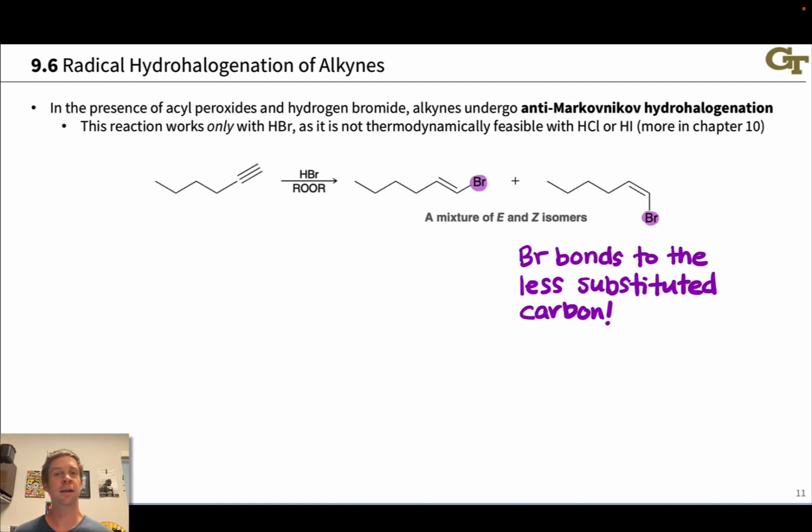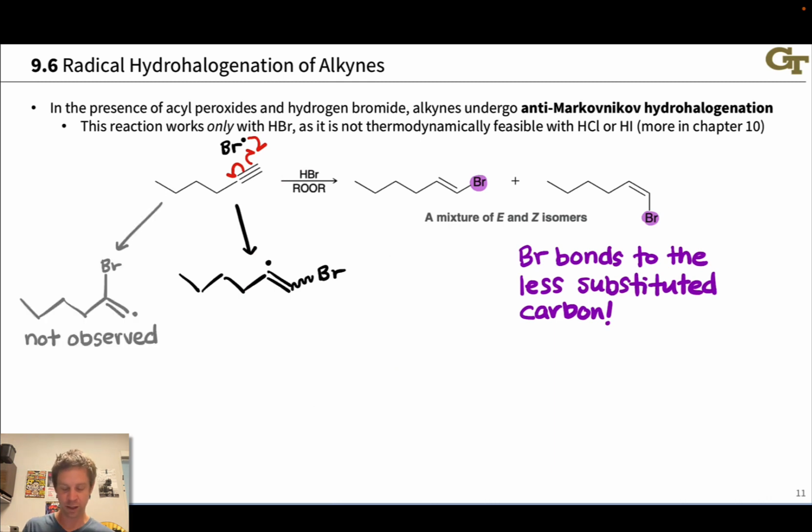And this is explained by a radical mechanism where bromine radical, which is generated under the reaction conditions, adds to the less substituted carbon of the alkyne to produce the more substituted radical. Addition of bromine at the more substituted position would produce a less substituted and therefore less stable radical that is not observed under the reaction conditions.